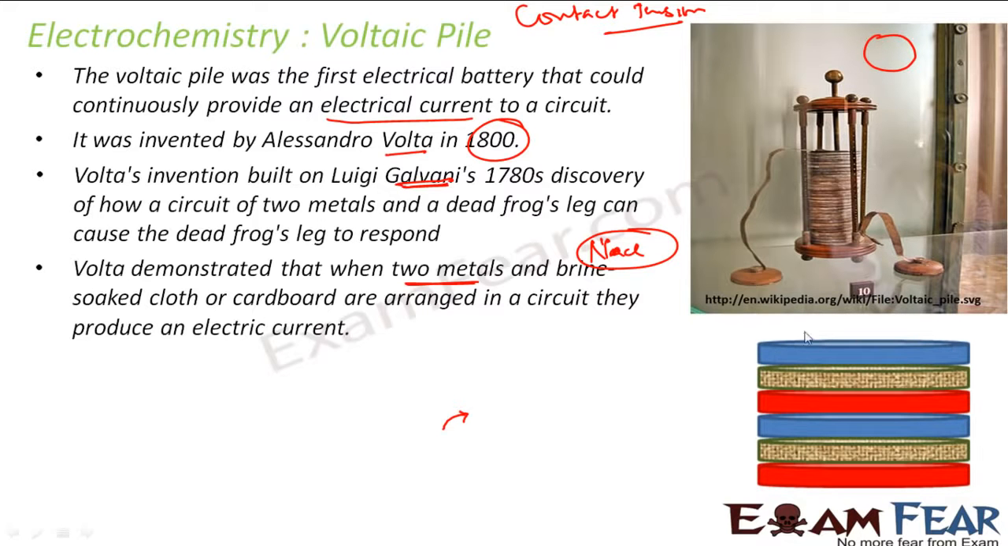He used so many metal plates, and he actually used zinc and silver plates. And if you see, he has piled up these plates in this pattern. So this is metal 1, this is a cloth, and there's a metal 2. Again there is a metal 1, there's a cloth, and then a metal 2, and like this it continued, right? And this cloth is nothing but leather which is made wet using the brine solution.